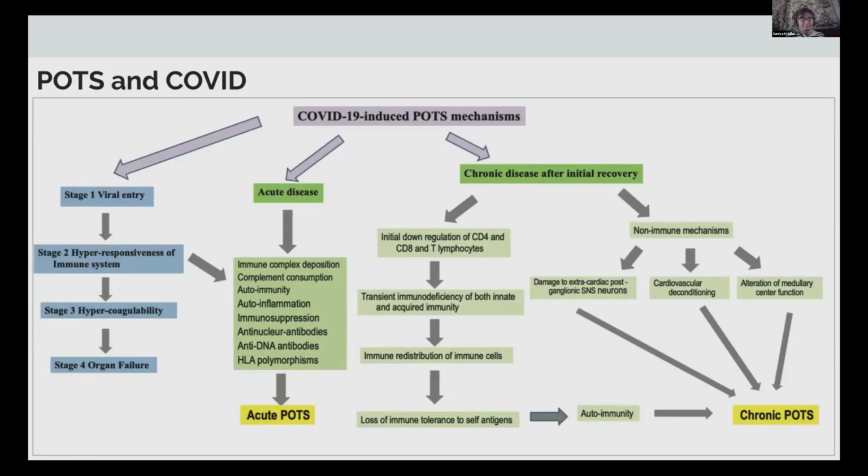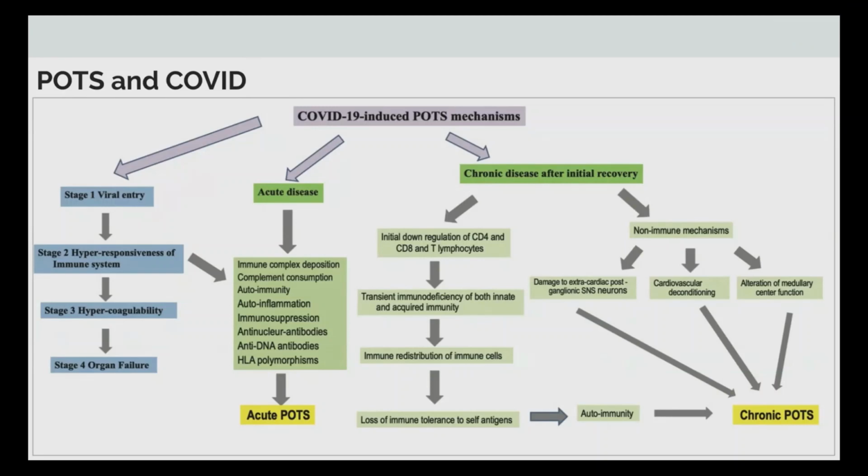Thank you. And then here we have more damage to the nervous system and ANS, especially here. Once it leads to chronic POTS, you have POTS, essentially. There's no way to get rid of it. You can only alleviate the symptoms.